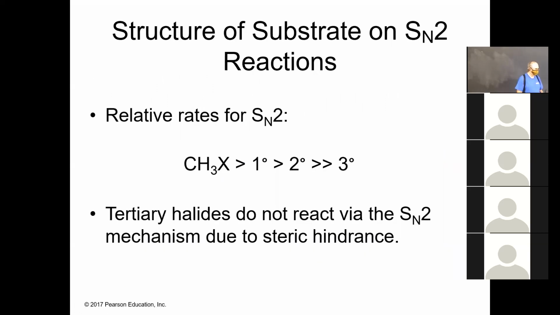Okay, relative rates. The less hindered or less crowded the substrate is, the faster it'll undergo SN2. Methyl's the fastest, followed by primary. Tertiary will not undergo SN2. The tertiary substrate is too crowded. Secondary can go either way.